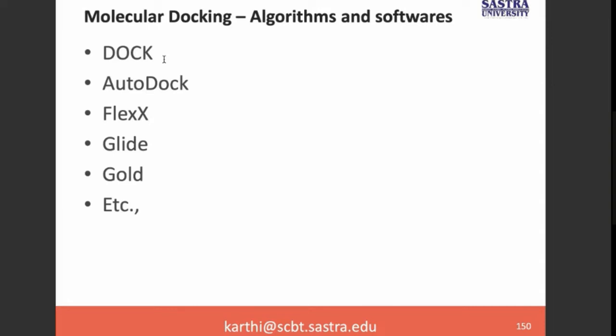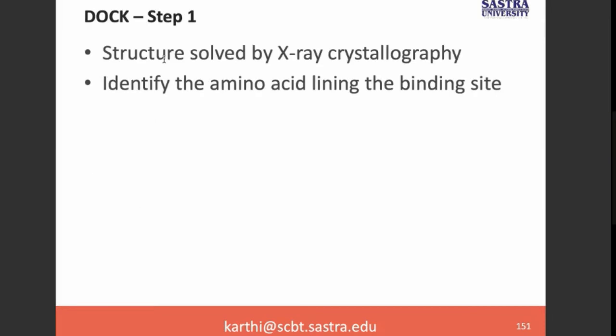A few of these algorithms can be used for rigid body docking, and a few for flexible docking. If you take AutoDock, we can go for either rigid or flexible docking. If you go for DOCK, we can go only for rigid docking, not flexible docking. FlexX is very good for flexible docking, and so on. Depending upon what you need, you have to choose the docking algorithm. For every problem, not all algorithms will be good, so for certain problems we have to choose specific docking algorithms.